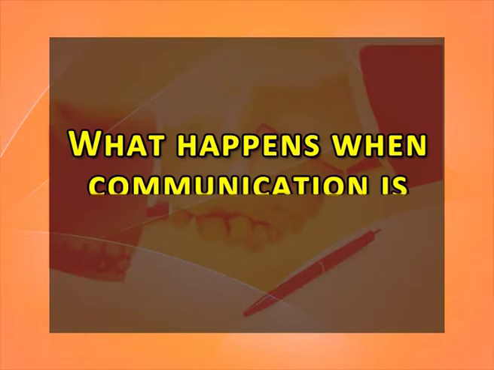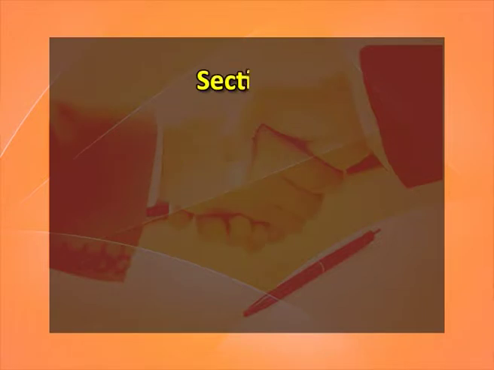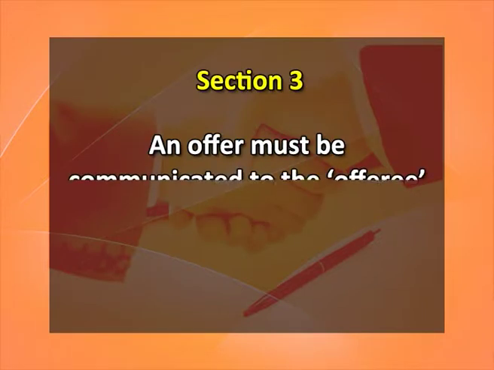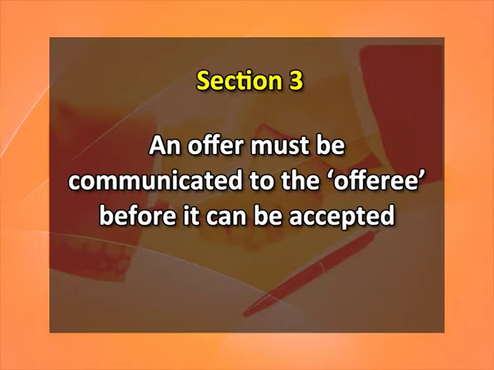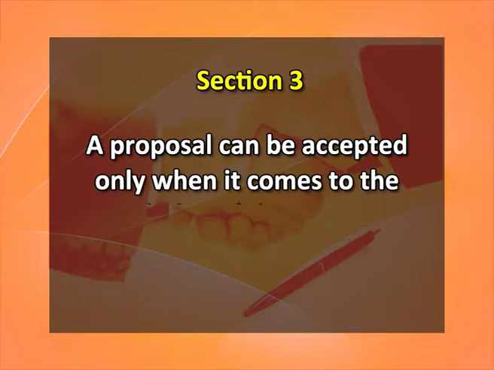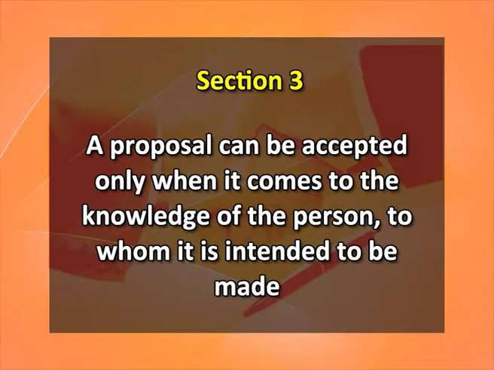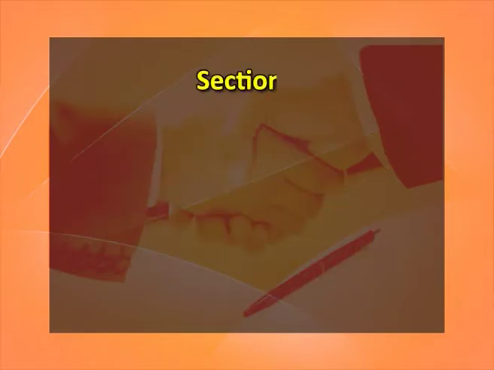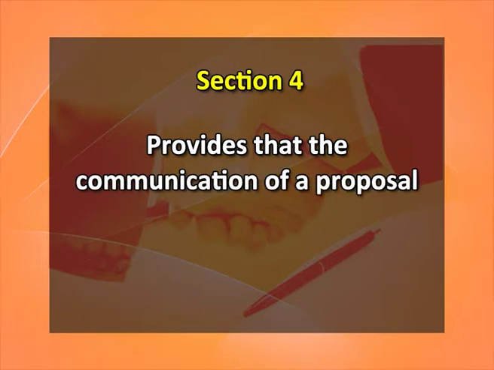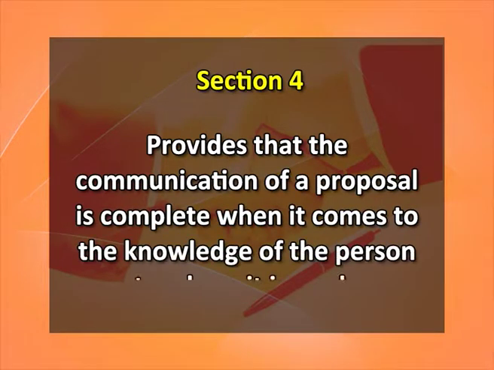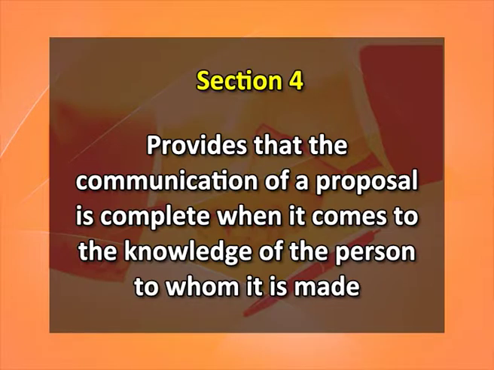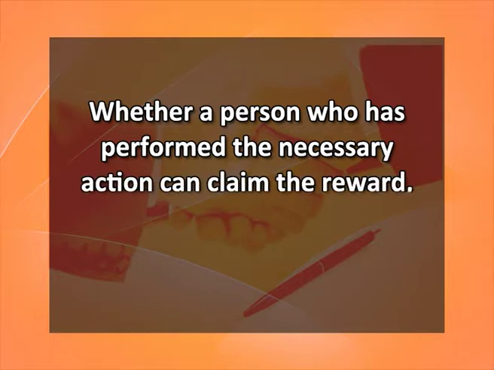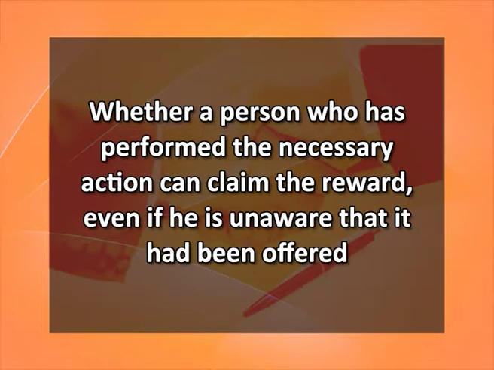Now, what happens when communication is complete? It is clear from Section 3 that an offer must be communicated to the offeree before it can be accepted. A proposal can be accepted only when it comes to the knowledge of the person to whom it is intended to be made. Section 4 therefore provides that the communication of a proposal is complete when it comes to the knowledge of the person to whom it is made. In most cases, this is self-evident, but where a reward has been announced, it gives rise to the question whether a person who has performed the necessary action can claim the reward even if he is unaware that it had been offered.